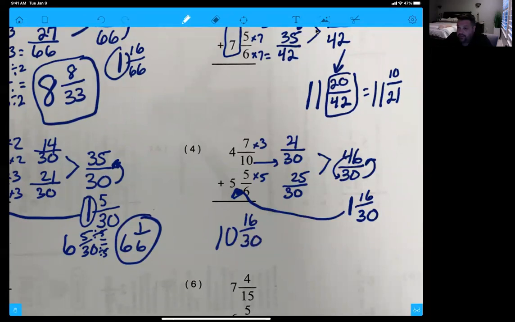2 goes into both of the 16 and 30, right? So I can reduce it. And here's the thing. I told you guys. Hold on, let me finish this, then I'll tell you. If I divide them by 2, it would be 8/15ths, dividing a 2 into both of these.